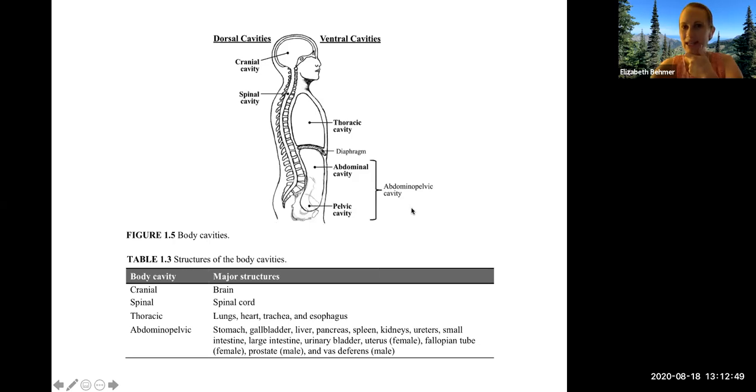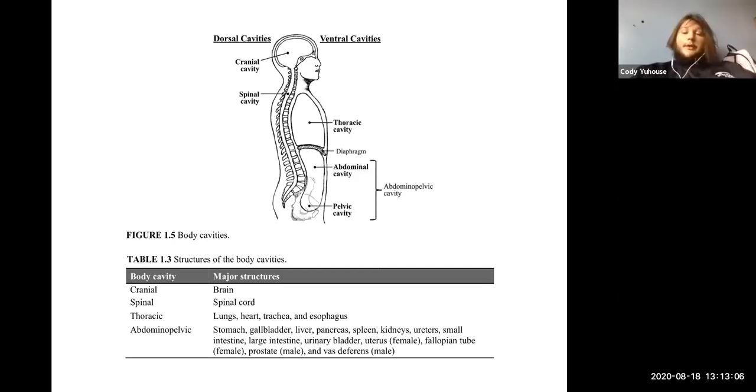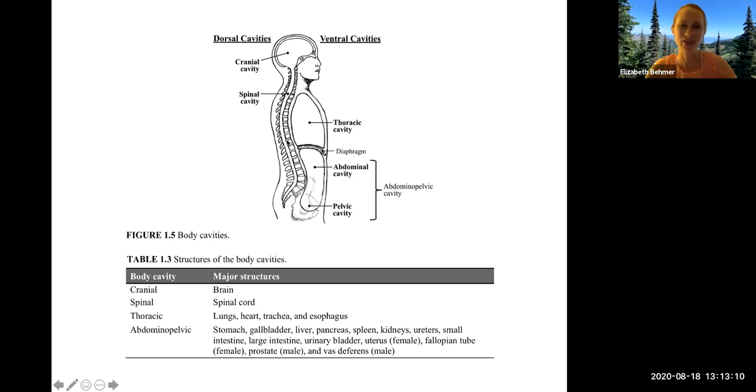There's cavities in the body, so your organs aren't just like hanging out with each other, rubbing up against each other. They're all in enclosed cavities, which keeps everything really safe. The cranial cavity, what do you think is in there? Your brain. What about the spinal cavity? I guess it tells you right there. Spinal cord. The thoracic cavity would be your lungs, heart, trachea, esophagus.